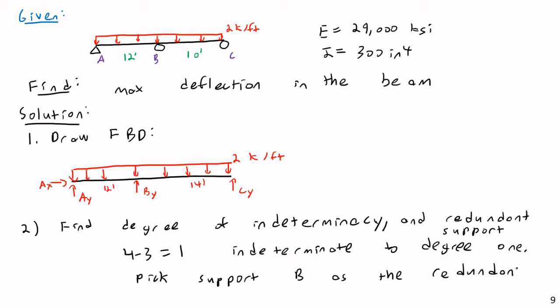So again, if we recall from the previous theory, we're going to have a primary beam and a secondary beam, and if you have two or more degrees of indeterminacy, you'd have two secondary beams or three secondary beams, etc. This is indeterminate to the first degree, so we're only going to have one secondary beam. The primary beam is going to show the beam with the redundant support removed and the real loads, while the secondary beam will show the real loads removed with a unit load applied at the direction and location of our removed support.